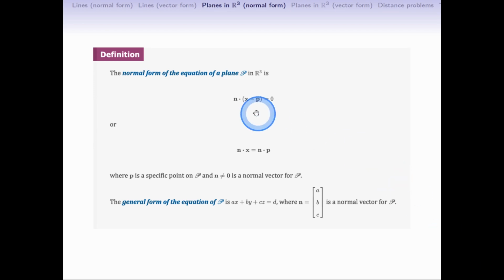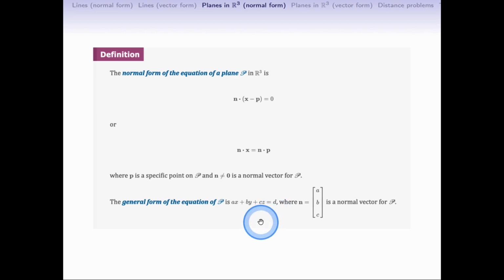Now, by using the distributive law, we can easily rewrite this equation as n dot x equals n dot p. So this is just what we did with lines before. Okay, now I'll show you through example. It's easier to talk about this by looking at a specific example, but anytime we start with this normal form, we can easily generate from that something called the general form of the equation of a plane, and it just takes on the form ax plus by plus cz equals d.